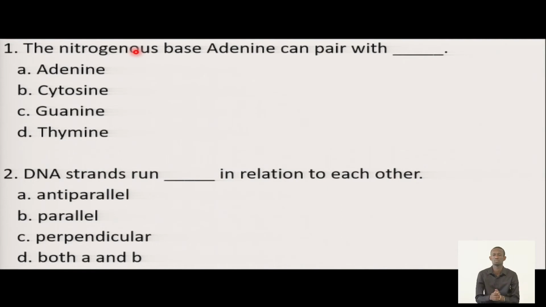Guidance for number 1 is complementary base pairing. A pairs with T and G pairs with C. So given adenine, I would look for its complementary base. Remember that. Number 2: DNA strands run anti-parallel in relation to each other.